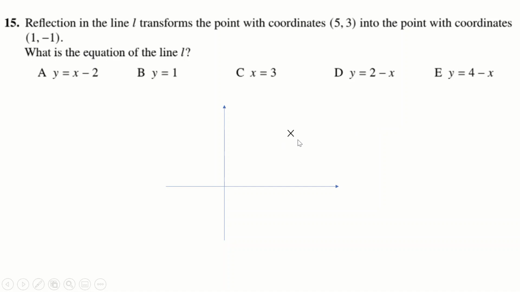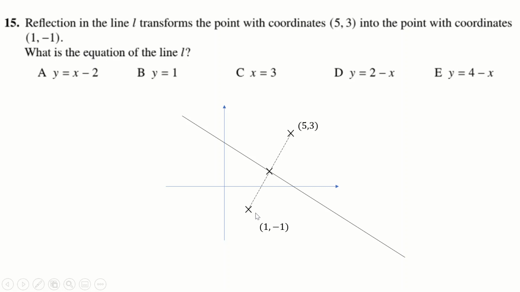If you sketch it, you get 5, 3 is roughly over here, and then 1, minus 1 would be roughly down here. So how do you reflect this point to become this one? Well, the line must be some kind of diagonal this way, right? And now think about how reflection works. The distance from the point to the reflection line must be equal to its reflection. So this distance must be the same as this distance, which means that this point here on the reflection line must be the midpoint.